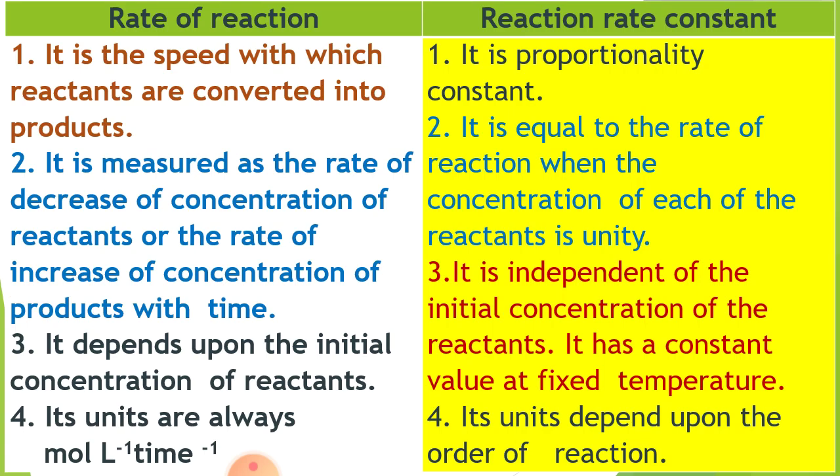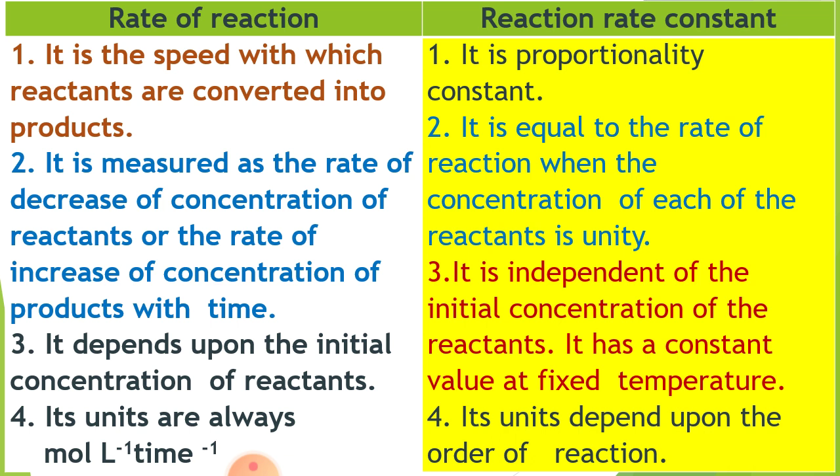Now we have to differentiate between rate of reaction and reaction rate constant. The first point of difference: rate of reaction is the speed with which reactants are converted into products, that is, the change in concentration of reactant or product per unit time. But the rate constant is a proportionality constant. It can be calculated when the reactants are taken at unity. In that condition, the rate equals K.